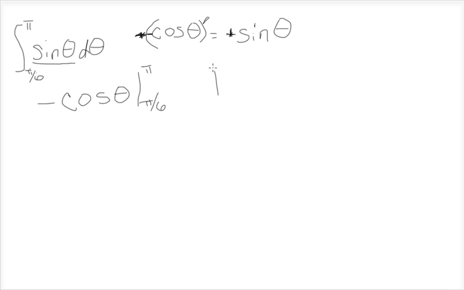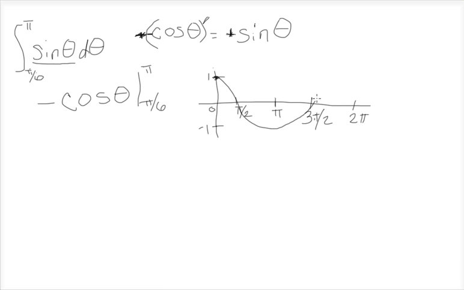If you remember your cosine wave, this is 0, and this is pi over 2, pi, 3 pi over 2, and 2 pi. Our cosine wave starts at a maximum of 1 at 0, goes down to 0 at pi over 2, goes down to negative 1 at pi, comes back up to 0 at 3 pi over 2, and goes back up to 1 by 2 pi.